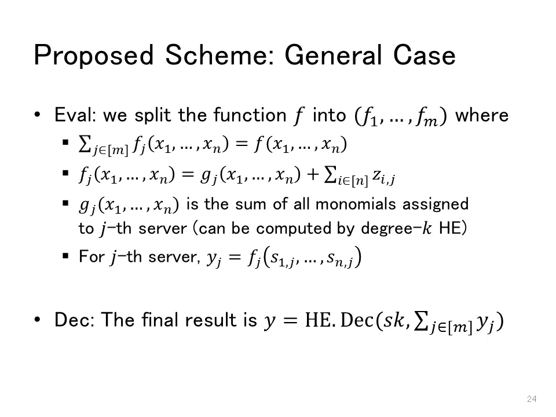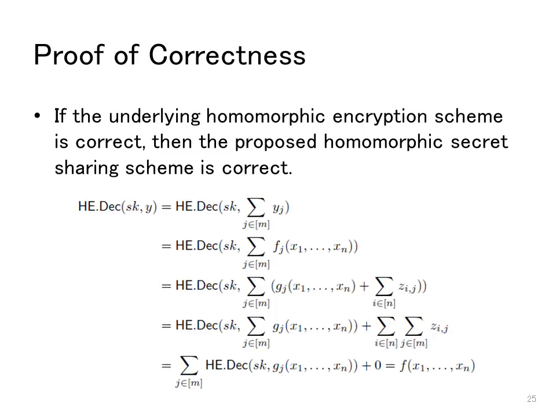For the decoding algorithm, messages from servers are summed together. The output client then decrypts the sum to see the result. For the proof of correctness, if the underlying homomorphic encryption scheme is correct, then the proposed homomorphic secret sharing scheme is also correct. The proof is quite straightforward from the way we split the function f.